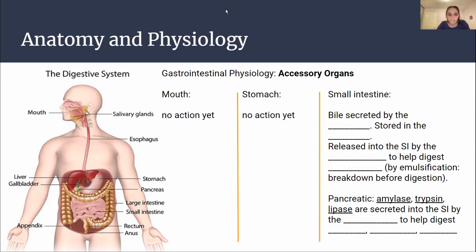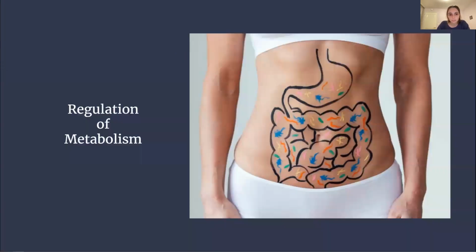Okay, so now we're going to talk about regulation of metabolism. There are two functional states for providing energy for our cells, the absorptive and the post-absorptive state. Now, we're going to talk about the two functional states, including diabetes mellitus.